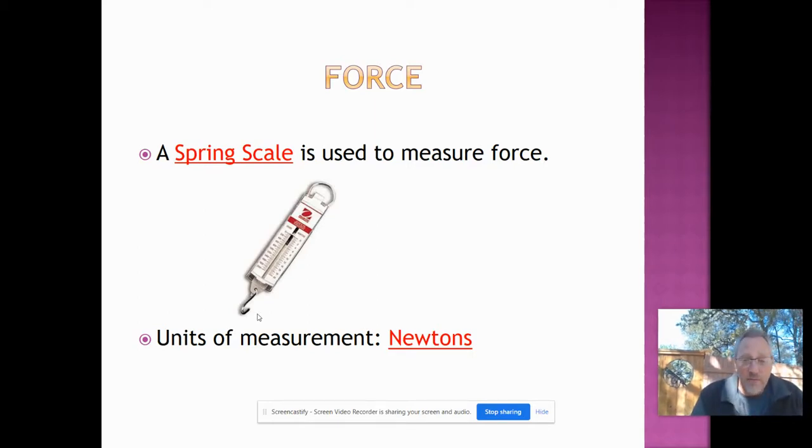Okay, so how powerful something is, you see how far it can stretch a spring or collapse a spring.